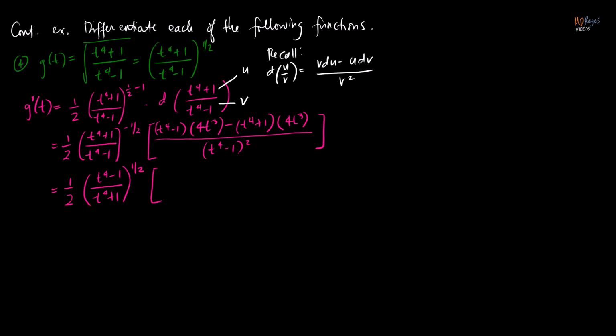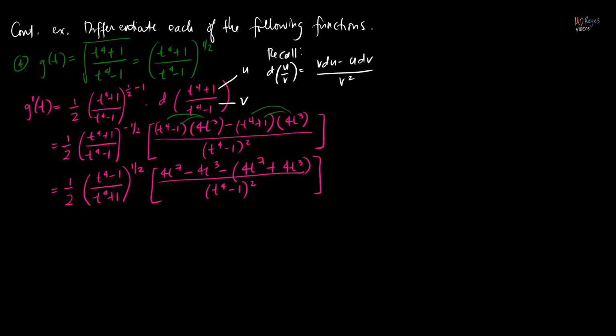Okay, now distributing 4t cubed inside the next grouping symbols. So distribute 4t cubed inside the parentheses. There. Okay, we'll have 4t cubed times t to the fourth is 4t to the seventh. Minus 4t cubed times 1 is 4t cubed. Minus 4t cubed times t to the fourth is 4t to the seventh, plus 4t cubed. All over the same denominator, t to the fourth minus 1 squared.